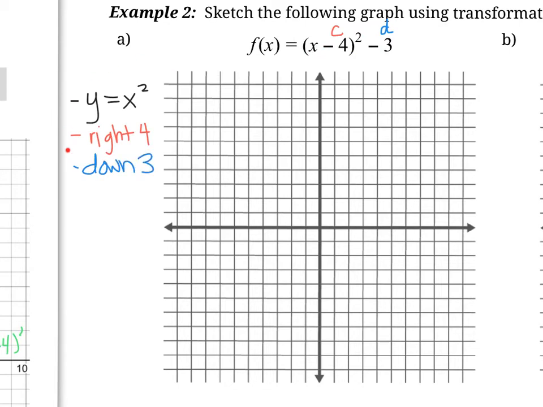So here's what we're going to do. It's really as easy as this. This is the hardest part, coming up with the list, decoding what's happening. We're going to draw out our original graph. We're going to shift it right 4 and down 3. And so in the first part of this lesson, I said we have to be able to graph these super fast.